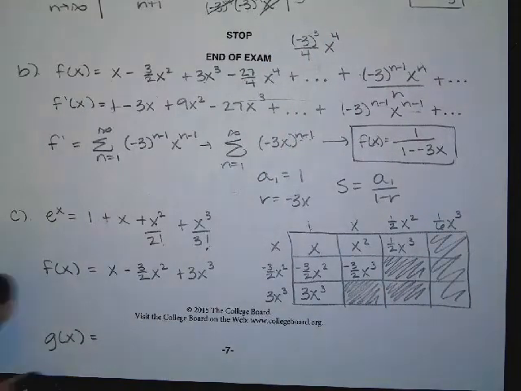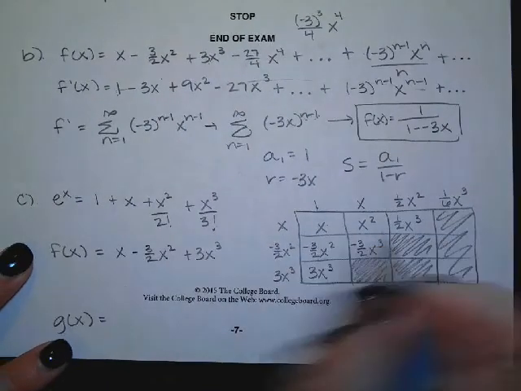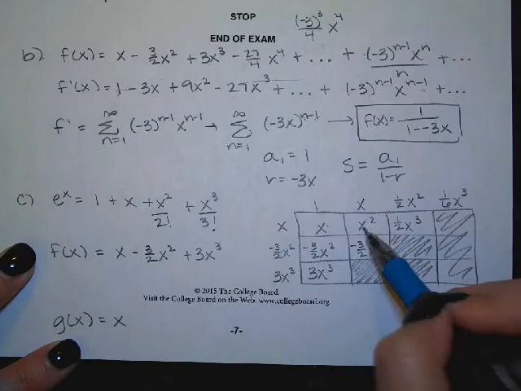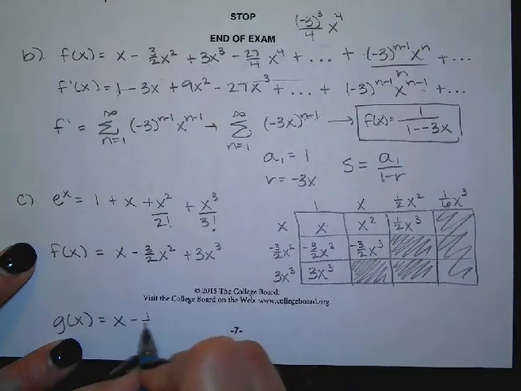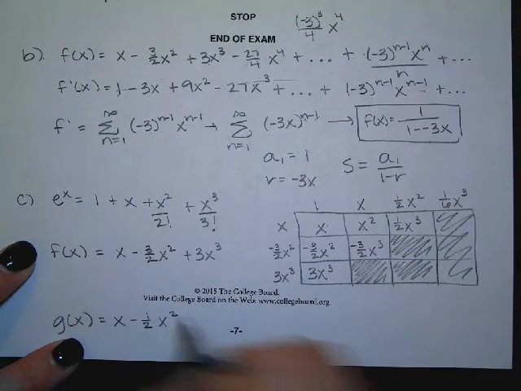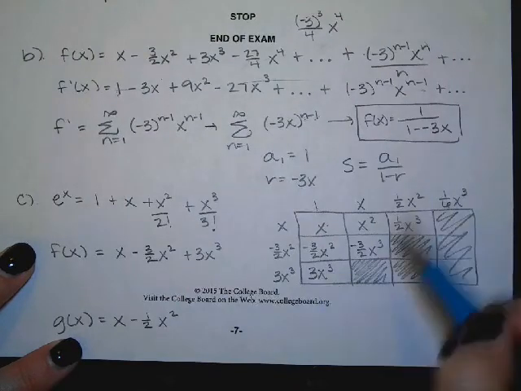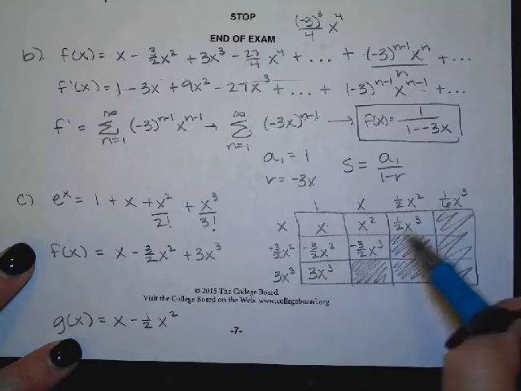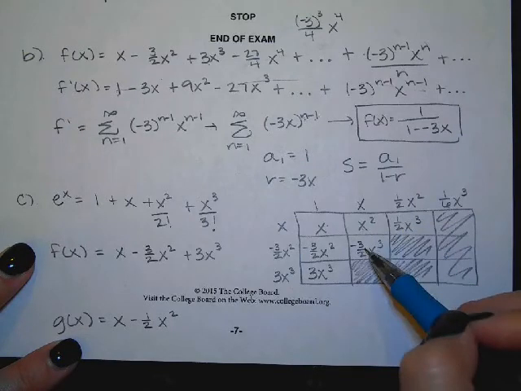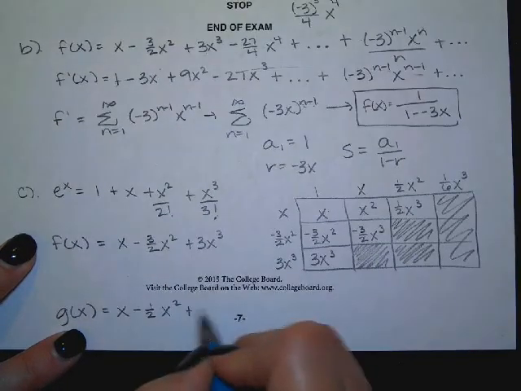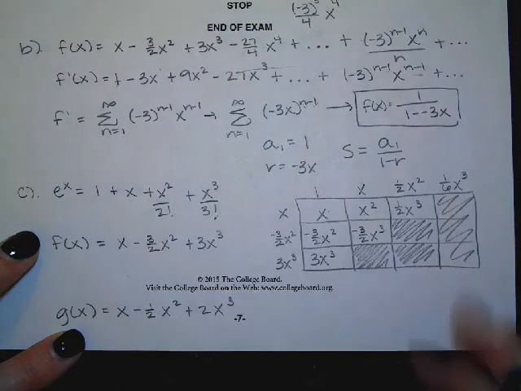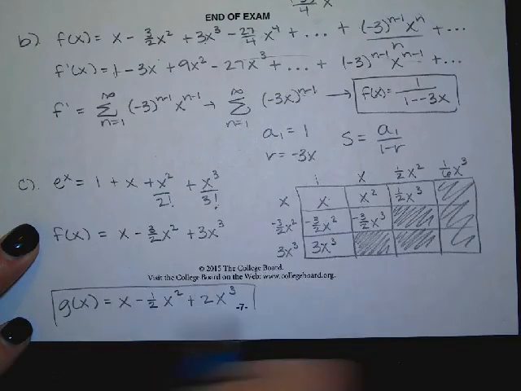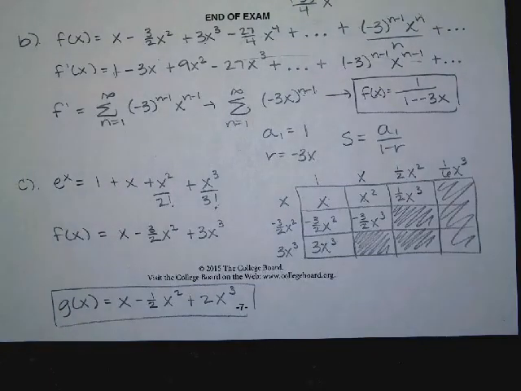Okay, so g of x is x squared, so we've got negative 1/2 positive 1, so negative 1/2, positive 3, negative 1/2, positive 1/2, so that's negative 1 and 3 is 2, so plus 2x to the third, and there's your g of x. And look how not terrible that was. It's pretty okay.